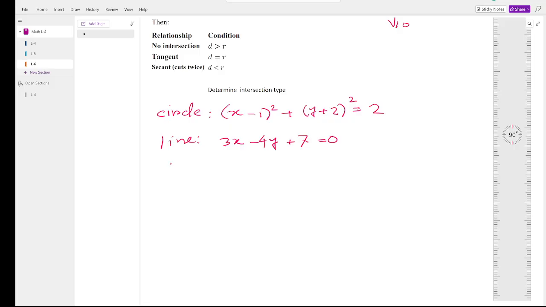There are two equations. Now we find the intersection type. For the circle, the center is (1, minus 2), and the radius, sorry, should be root over 20, so it is 2 root 5.